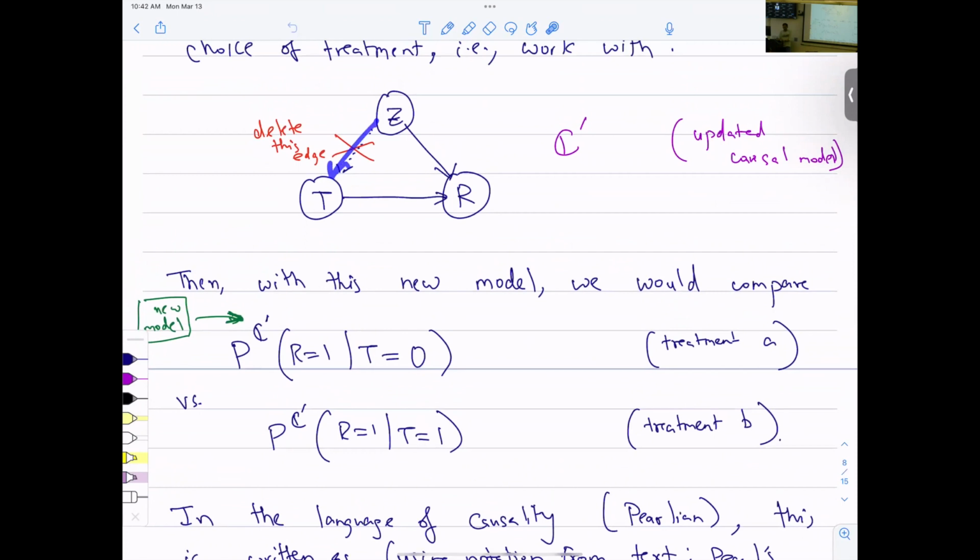Now, what is that saying? That is saying that these two treatments have different effectiveness on recovery. This arrow, if it's there, says not that arrow, the T to R arrow. T to R, yes. So by deleting that edge, let's say now we have established that there is an arrow between T and R. Then we're saying that the choice of the treatment impacts the recovery. Right, that's what we want. This is really what we care about: which treatment is better.